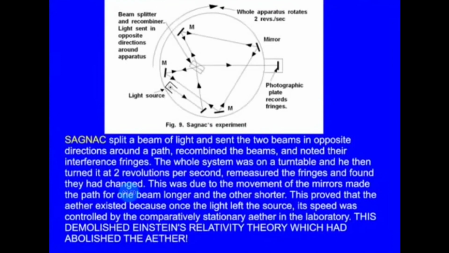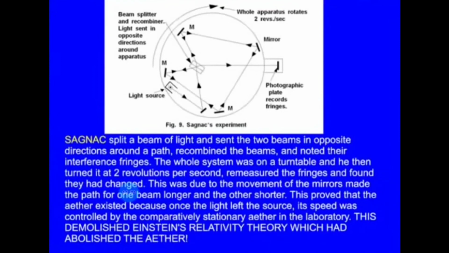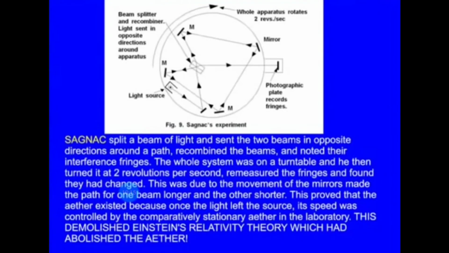If the apparatus is not in motion and only the light is in motion, it has to be measured in reference to something. If it's detecting 15 degrees, then in reference to what? So to me that is solid proof that there's an ether or absolute reference frame. This demolished Einstein's relativity theory, which had abolished the ether.